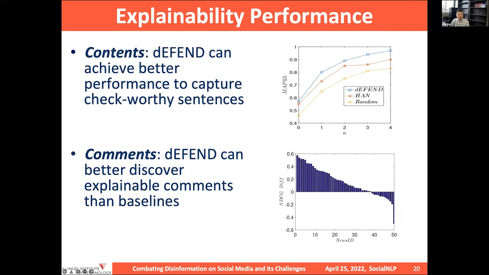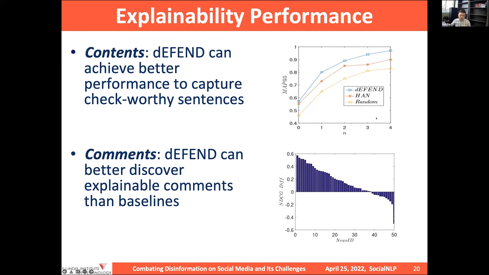The first one is of the contents. We compared this model with HAN, and we use MAP as the measure to see whether our model can better capture the news sentences that are check-worthy. And we see that our model has better performance, as you can see on the top right side.